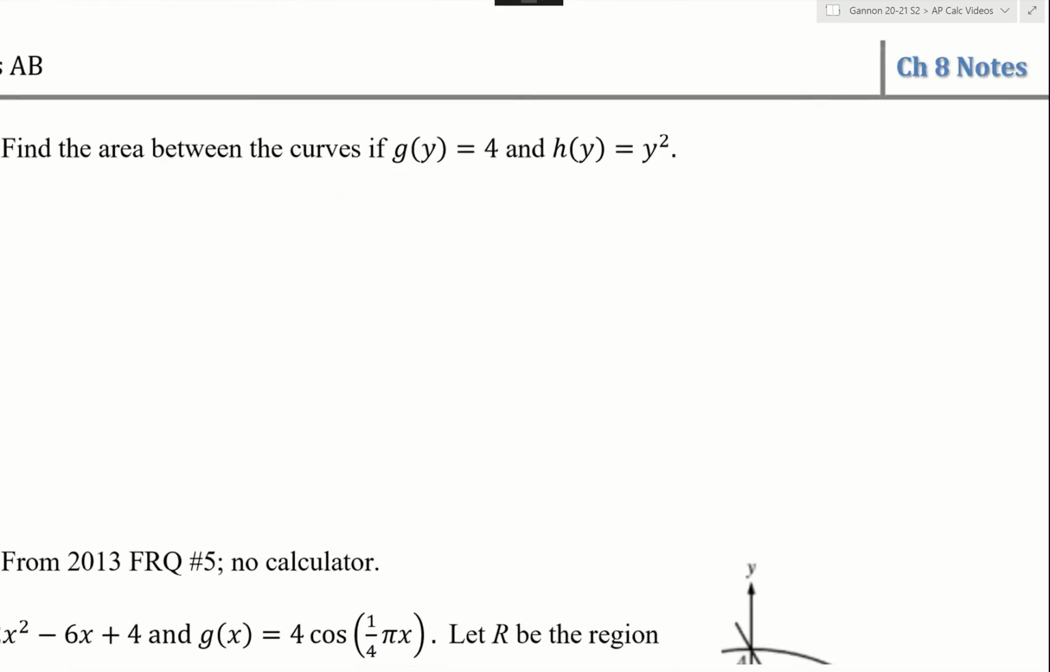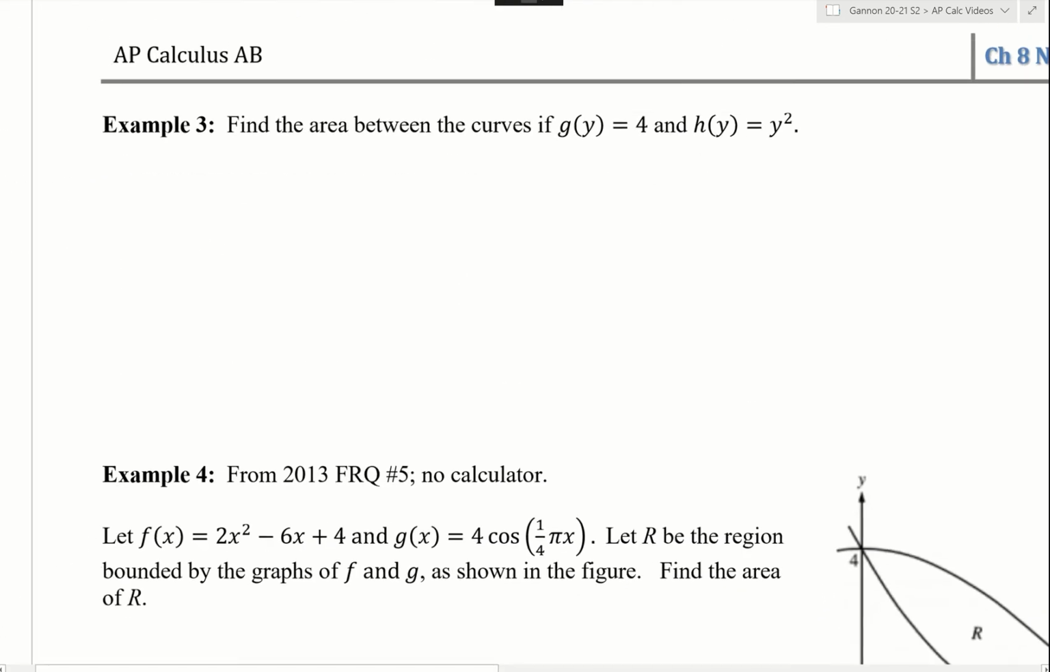So now let's take a look at example 3, where we want to find the area between the curves of g of y equals 4 and h of y equals y squared. So let's go ahead and graph this real quick. Remember, this is the same thing as saying x equals 4, and this is the same thing as saying x is equal to y squared. So let's just go ahead and graph that to get an idea of what it looks like.